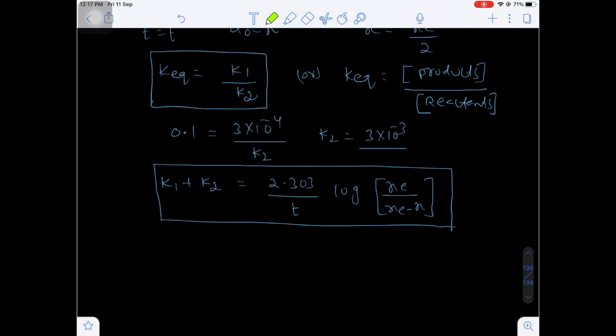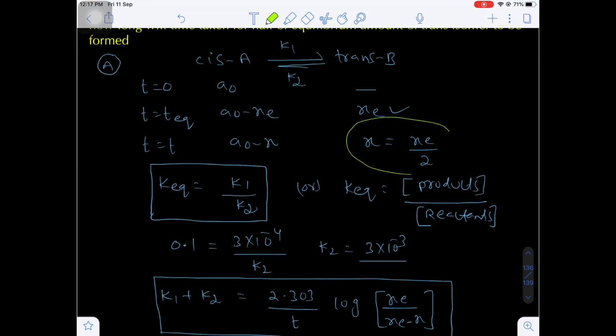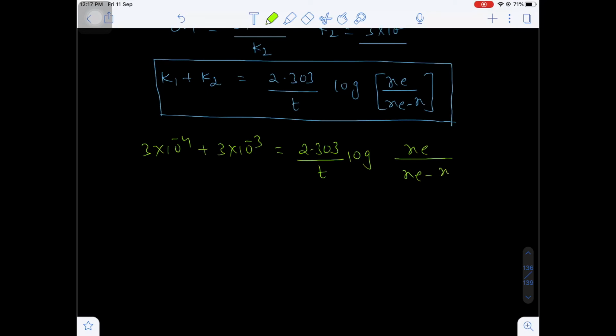Now I am writing the K1 value, that is 3 into 10 raised to minus 4, plus K2 value 3 into 10 raised to minus 3, equal to 2.303 divided by time period to be calculated, log of Xe divided by, here instead of X shall I write Xe by 2? Yes. So here in the denominator Xe minus Xe by 2, that will be Xe by 2. Xe gets cancelled, so 2 will go to the numerator. So finally 3.3 into 10 raised to minus 3 equal to 2.303 divided by time period.